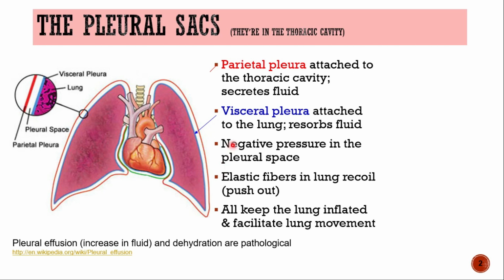We can observe that always a negative pressure is generated in this pleural space, and this negative pressure remains approximately -2 millimeter mercury. There are elastic fibers in the lung that recoil and push out, and all these walls keep the lung inflated and facilitate lung movements.